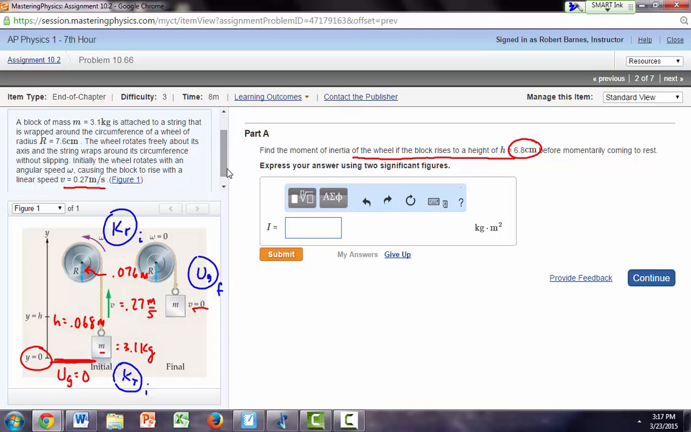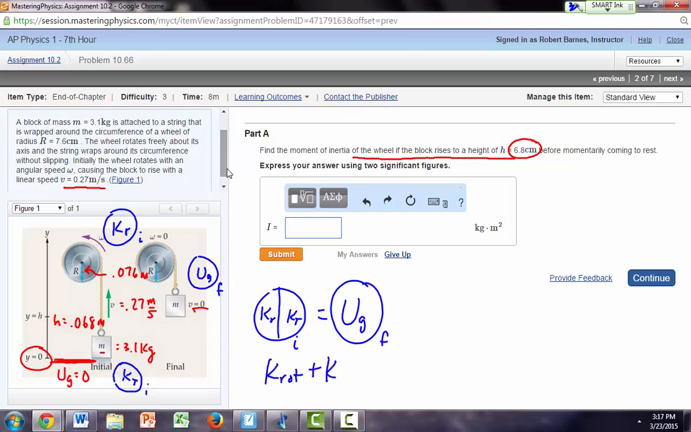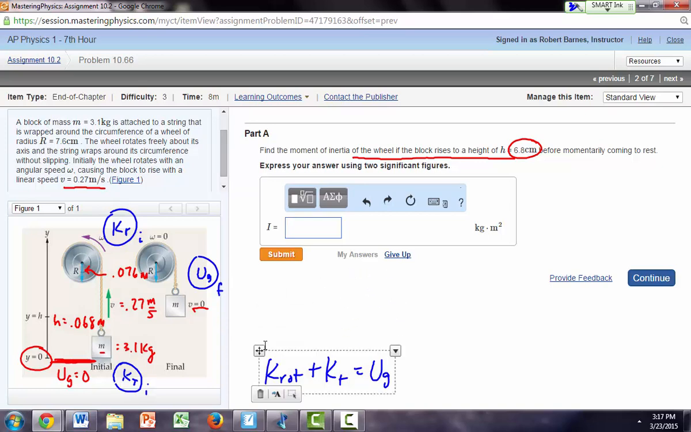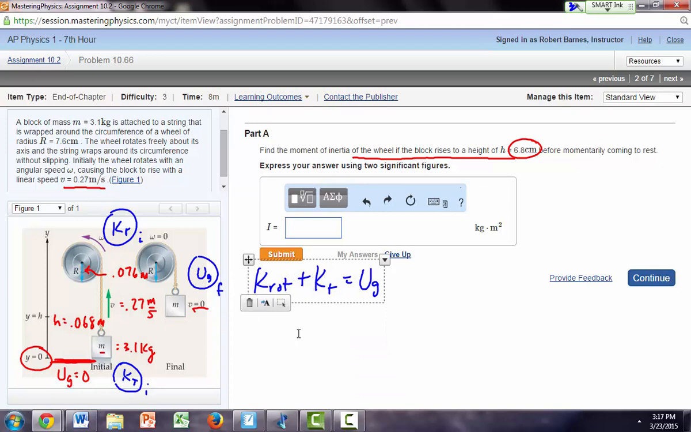So I draw those circles like they're pies: initially you have two different kinds. Actually, I probably should have shown it like this. K rotation and K translational initial equals UG final. So that's the big idea equation for this one. Okay? So we want to calculate the moment of inertia of the wheel. So I'm going to erase all this so I have some space to work, and I'm going to move this up here.